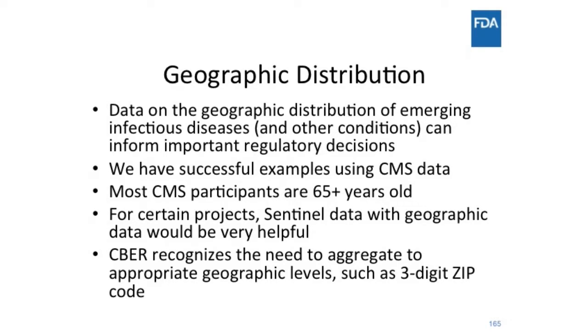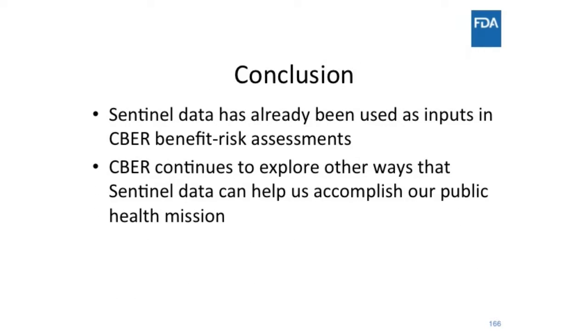I also want to mention that we recognize that geographic data can be sensitive, and in particular we want to avoid any small cell counts that may occur. So we certainly recognize the need to aggregate up to appropriate geographic levels, such as 3-digit zip codes, and to work with the data partners on any other concerns that there may be about sharing data that's got geographic information. But that said, it's something that could be very useful for some of the issues that we face. So in conclusion, Sentinel data has already been useful as inputs in CBER benefit risk assessments.